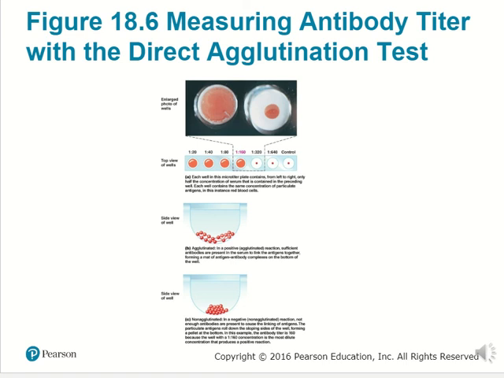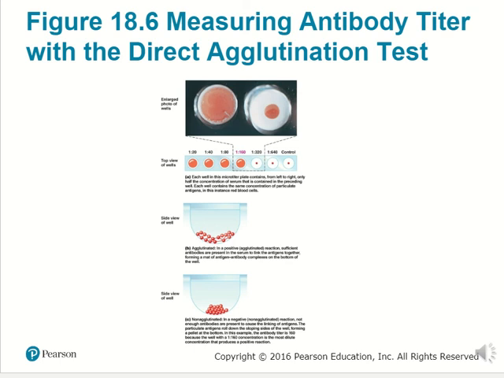This is just a way of, let's see. Essentially, each well in the microtiter plate contains, from left to right, only half the concentration of serum that is contained in the preceding well. Each well contains the same concentration of particulate antigens, in this instance, red blood cells.